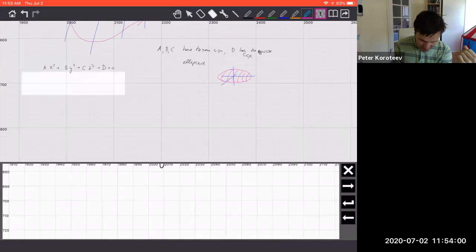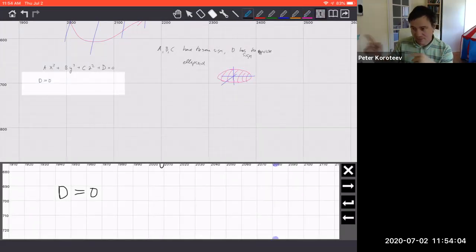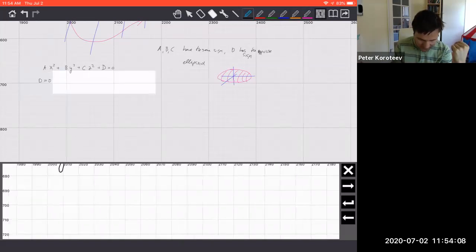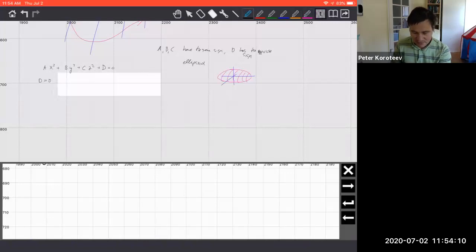So we can start with the situation when d is equal to 0, and then we'll deviate to the left and to the right of that. So when d is equal to 0, we talked about the case when a, b, c, and d have the same sign. That gives us a point.